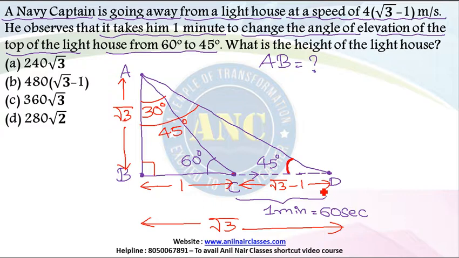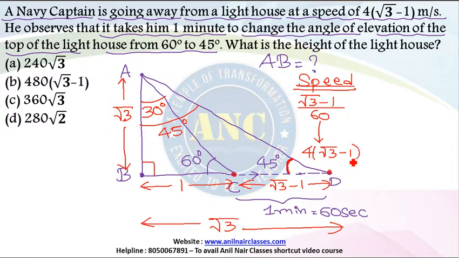That means according to my assumption, speed of that Navy captain is the distance travelled from C to D, root 3 minus 1 meter, divided by the time taken from C to D, which is 1 minute or 60 seconds. But according to the question, it is not root 3 minus 1 into 60. It is 4 into root 3 minus 1. That is what they are saying according to the question.